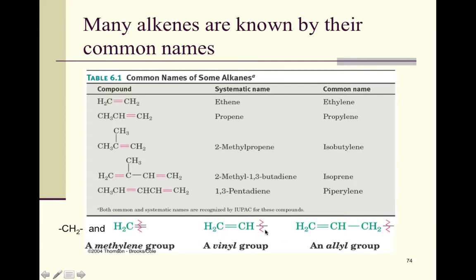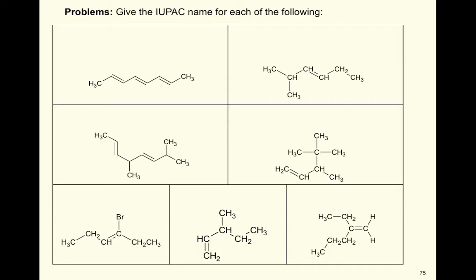So these are 3 more groups you need to know. On this page, to summarize, you need to know all systematic names. You need to know the common names of ethylene and propylene, and you also need to know CH2, both in single bond form or double bond as a methylene, vinyl, and allyl. For this slide, I want you to go ahead and give me the IUPAC name for each of the following. Go ahead and pause the video, come on back, and we'll see how you did.